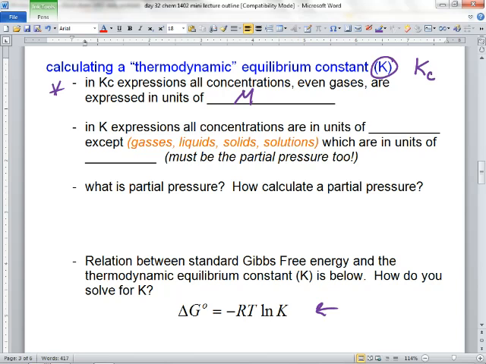So now in the thermodynamic equilibrium constant expression, all concentrations are in units of big M. It doesn't change, except, now here's the difference, Adrian.